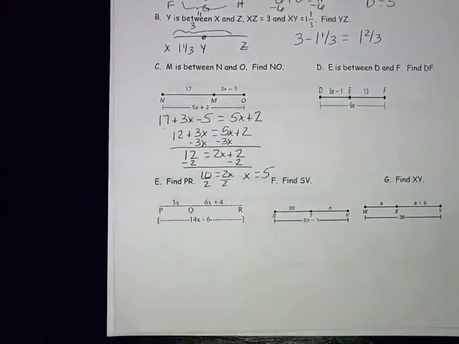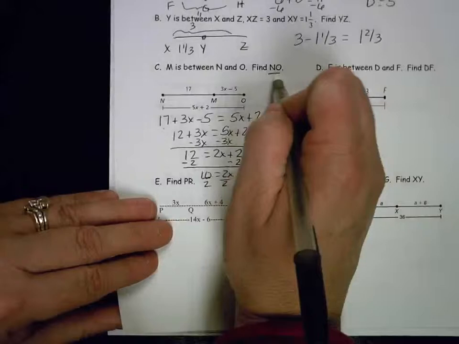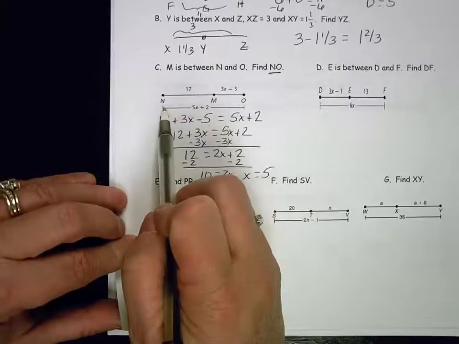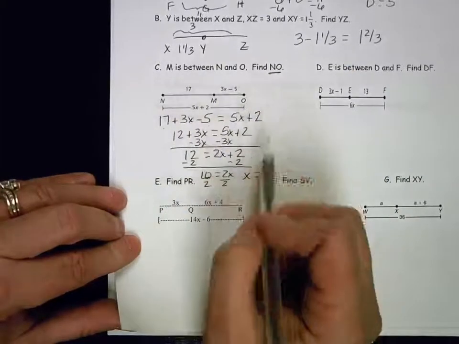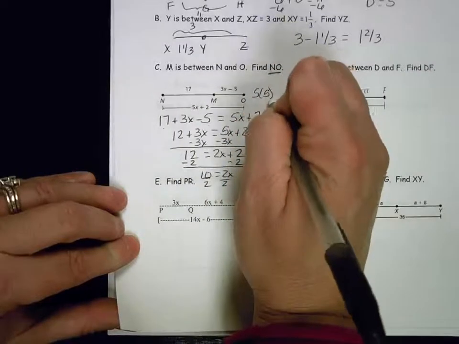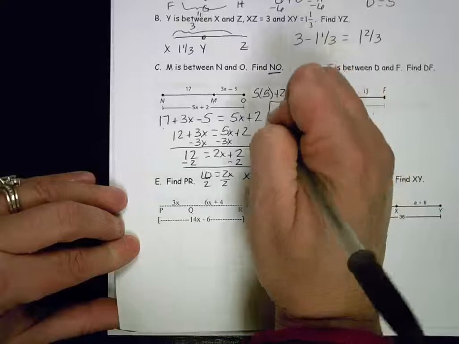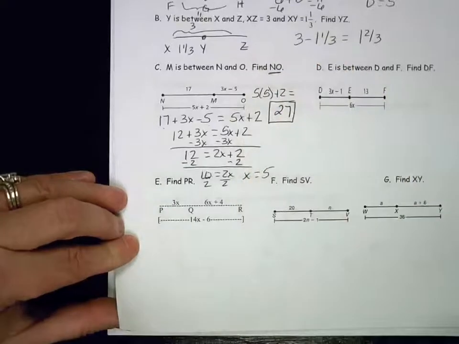Now if you look at that, it's a lot of work. We did a lot of work. We did that all correctly. However, this is not our final answer. We were asked to find NO, which is this entire distance. So we need to do 5 times 5 plus 2, and our final answer is 27.